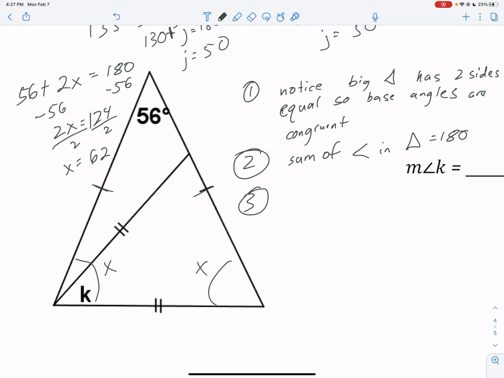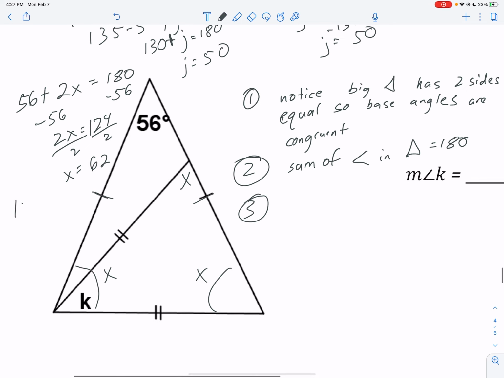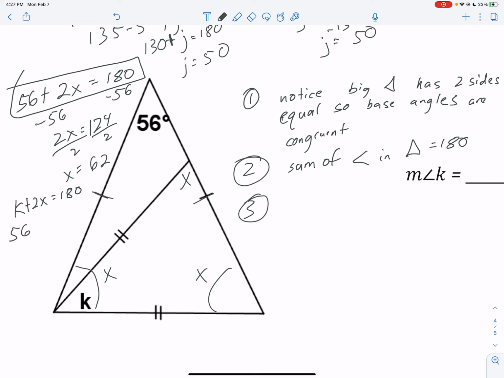Okay, so if x is equal to 62, we can use that exact same thing over here. If you turn it to the side, you can realize this is also an isosceles triangle, which means that this angle is also x. So we can do k plus 2x is equal to 180. But doesn't that look exactly like this right here? So 56 is equal to k. When you have two equations and the only thing different is one value, 56 plus 2x equals 180, but also k plus 2x equals 180, then k has to be equal to that thing that was different right here.